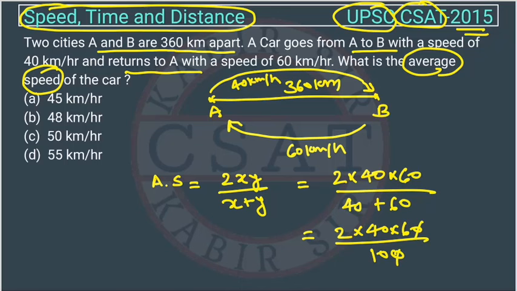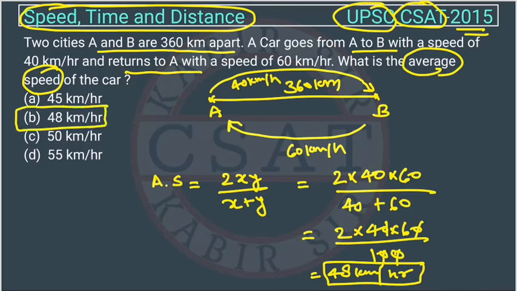This 0 will cut this 0, this 0 will cut this 0, so this will be equal to 48 km per hour. This is the average speed. So the answer would be option B. This is one formula I am using right here to calculate average speed, so the answer is option B.